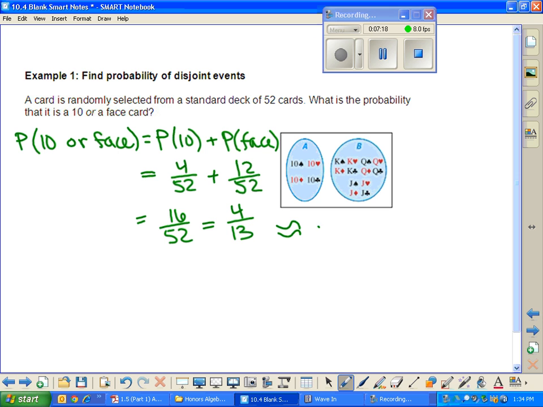Like I said, I'm going to give you a couple different representations. 4/13 is the same thing as about 0.308, which is about 31%. So if you're saying to yourself, well, what am I calculating? You just figured out that the probability of picking a 10 or a face card out of a deck of 52 cards is 31%. So it's not very likely that's how it's going to happen. Are we okay with this example?